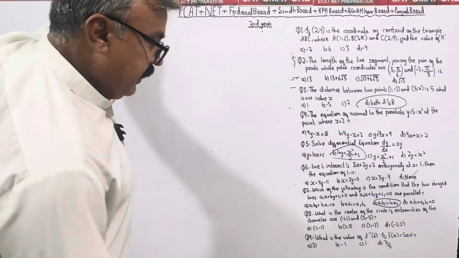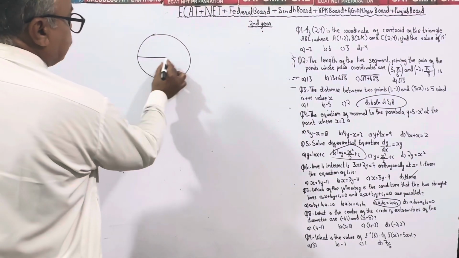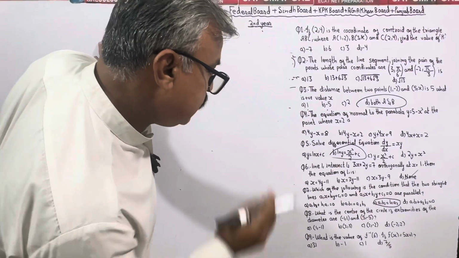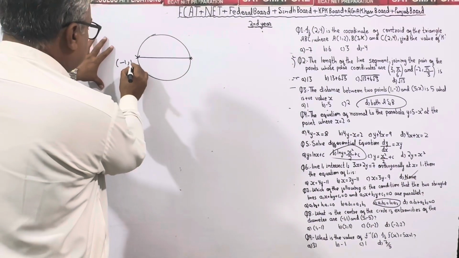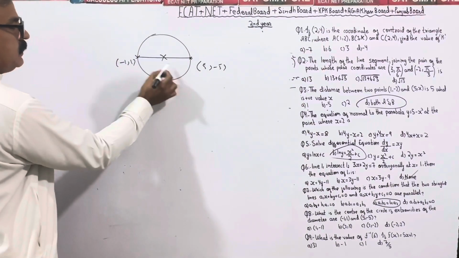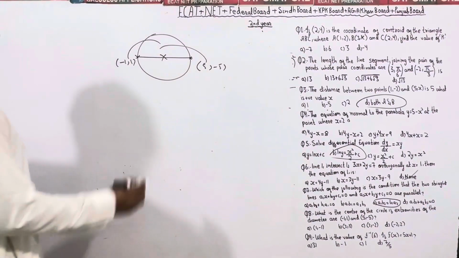Question number 8. We have given a circle, with the endpoints, the extremities of a diameter. They are (-1, 1) and the second one is (5, -5). So their midpoint is our center.